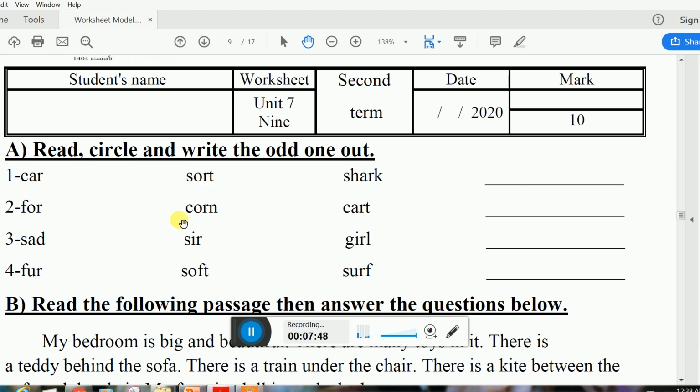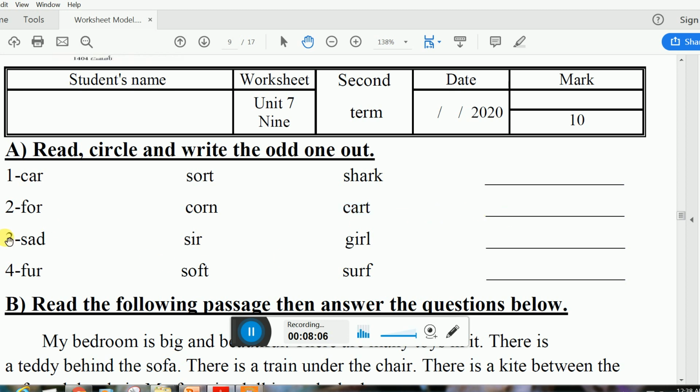Number two. Four, corn, cart. Because this word has OR and OR and this is AR, this is the different one. So I will circle it and write it here.